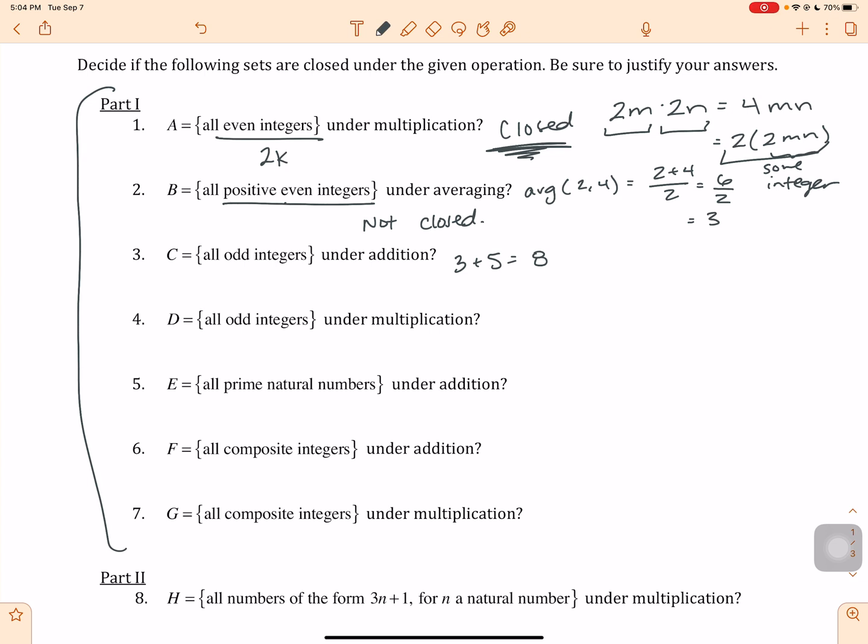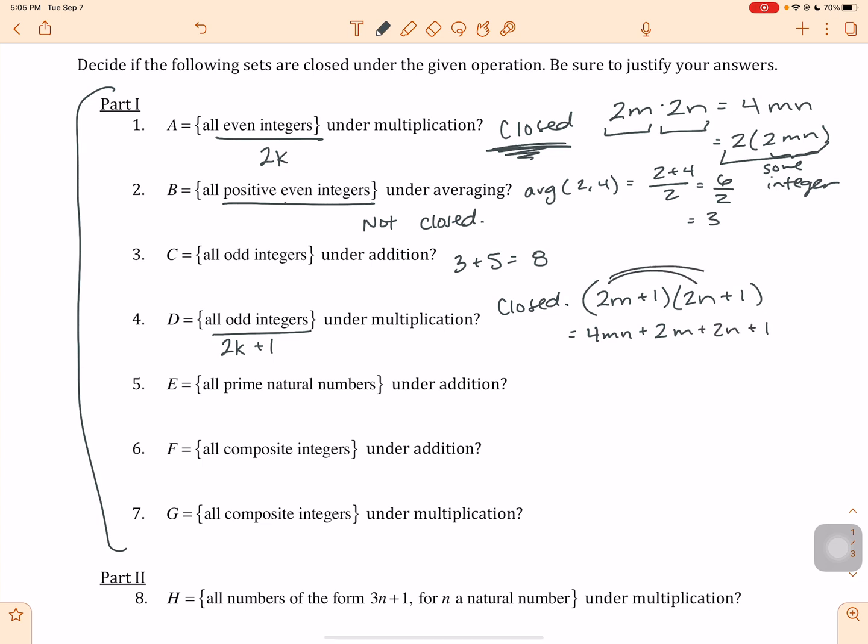So I'll quickly do number 4, all odd integers. This one is closed under multiplication. The reason why is if you think of an odd integer, it's any 2 times an integer plus 1. So let's say we had 2m plus 1, where m is some integer, and 2n plus 1, where n is some integer, and you multiply that together, you're going to get 4mn plus 2m plus 2n plus 1. And this I'm just distributing, that's all. So I'm just multiplying them together.